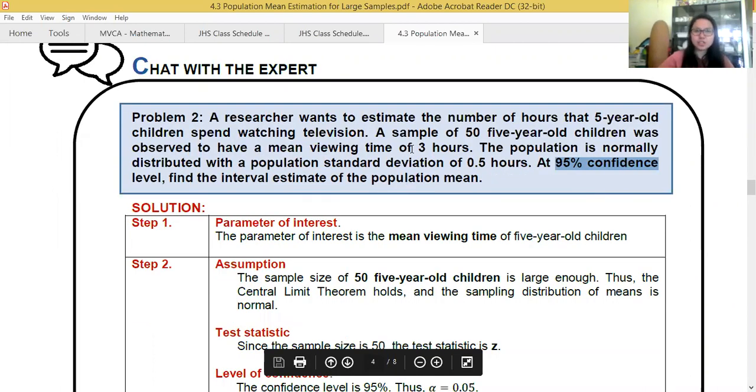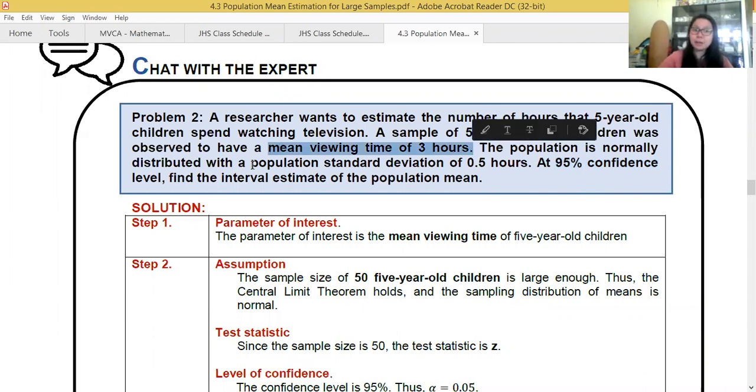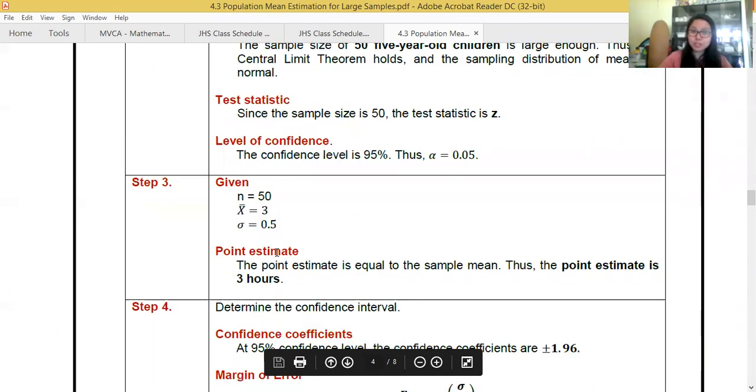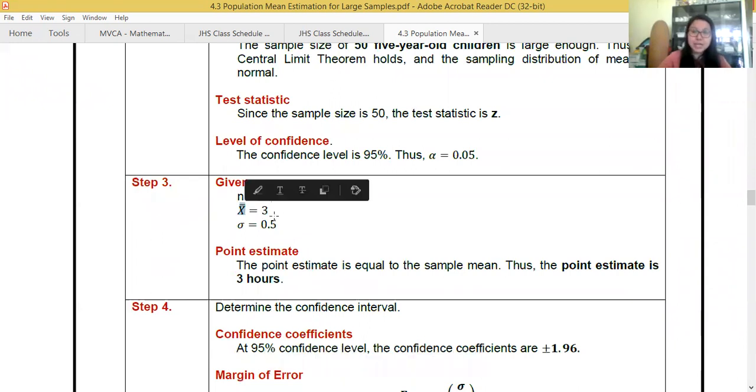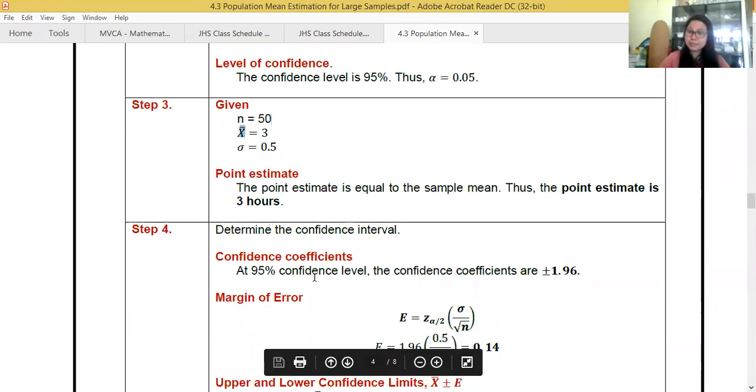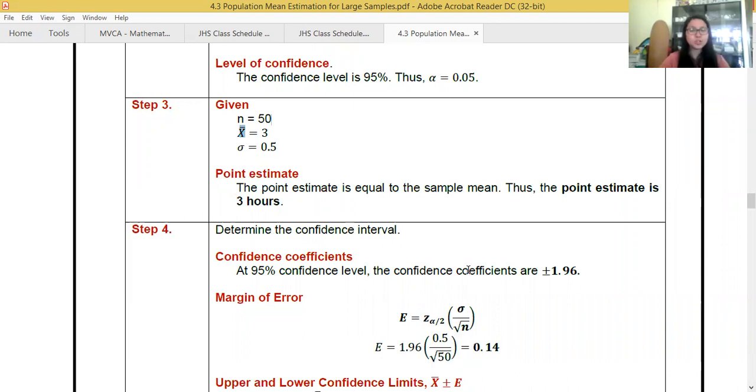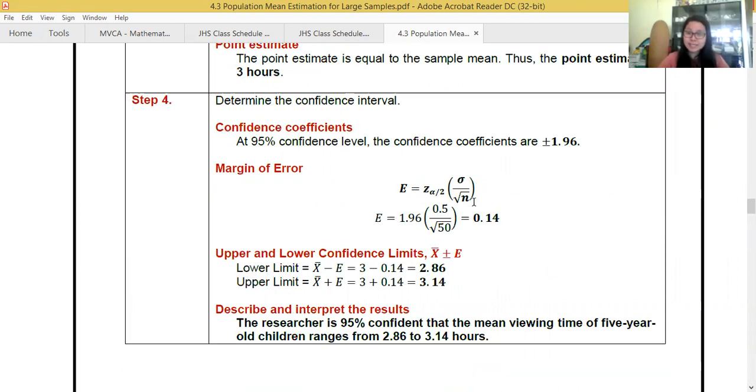Next, step 3, GPE. Given our sample size is 50, the mean viewing time is 3 hours, and our population standard deviation is 0.5 hours. And remember, the point estimate is equal to the sample mean. So our point estimate is 3 hours. At 95% confidence level, our confidence coefficients, also called critical values, are plus and minus 1.96. We solve for the margin of error. That's 1.96 times 0.5 over square root of 50. The answer is 0.14. Then we subtract it from our sample mean. The answer is 2.86. We add it to our sample mean, and our upper limit is 3.14.